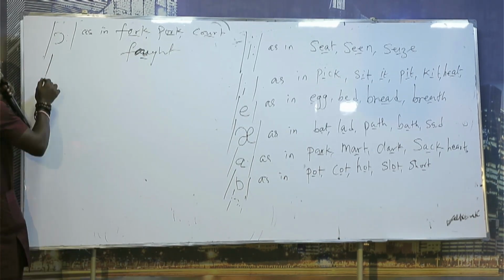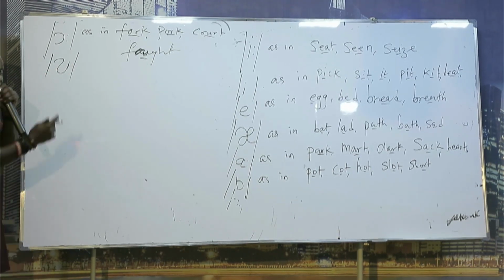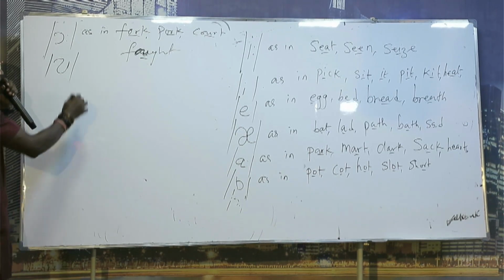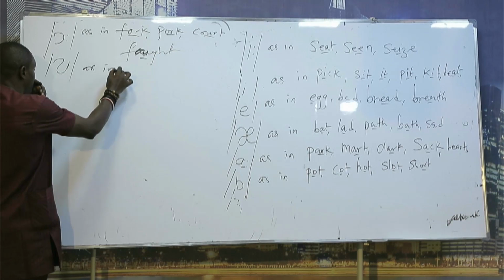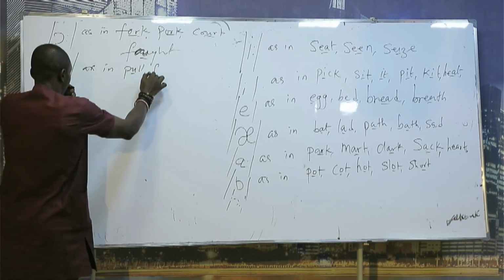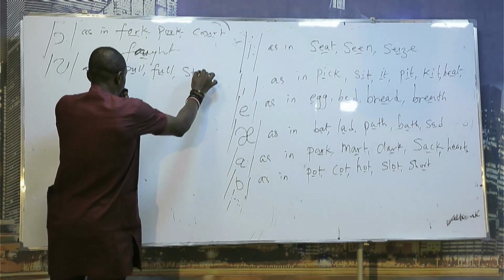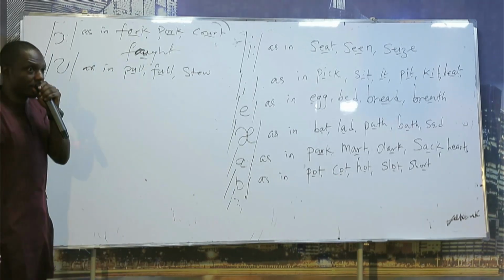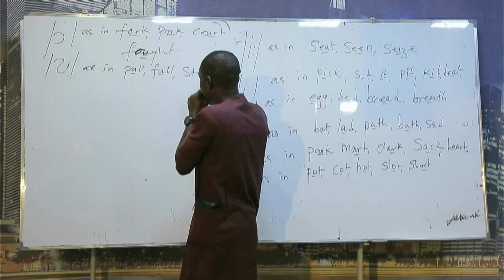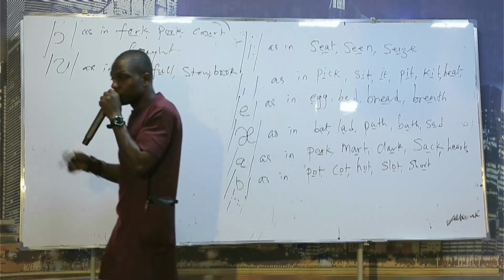Then number what? We have number 8. That is the short u sound. It doesn't look like U. There is this curve. Please put it. As in pull, P-U-L-L. F-U-L-L. S-T-E-W, stew. Your stew. And then your book. And then your cook.